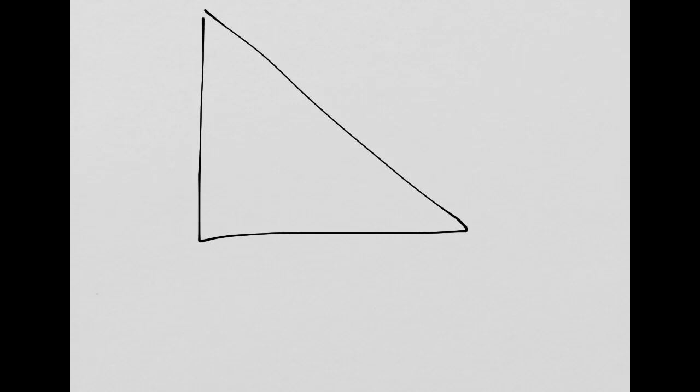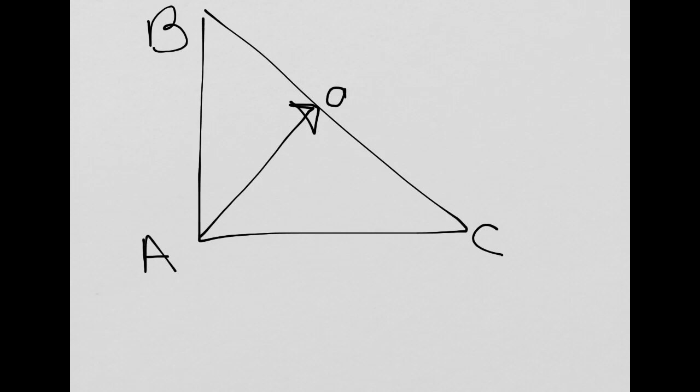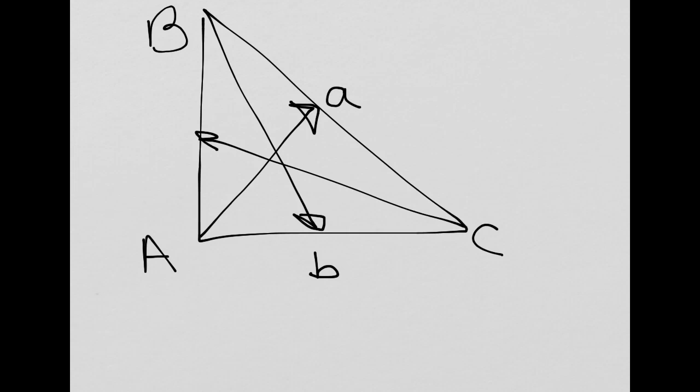So if this is angle A, and this is angle B, and this is angle C, the sides opposite will be the lowercase versions of these angles. So this side opposite of angle A will be side a, and the side opposite angle B will be side b, and the side opposite angle C will be side c. So you just have to remember that when you're working in triangles, to know which side and angle you're dealing with.